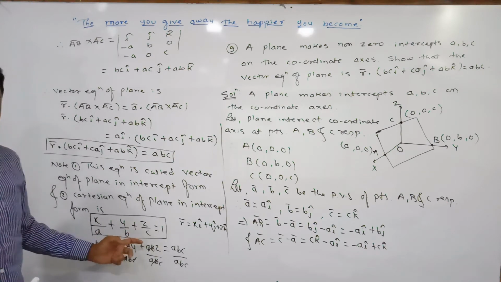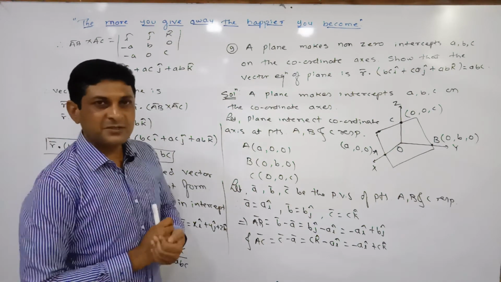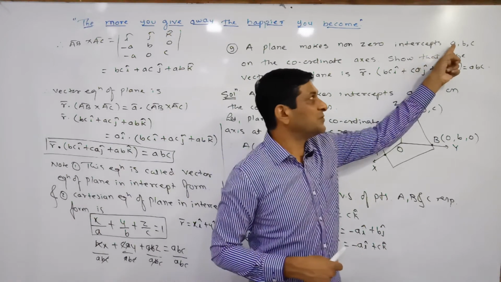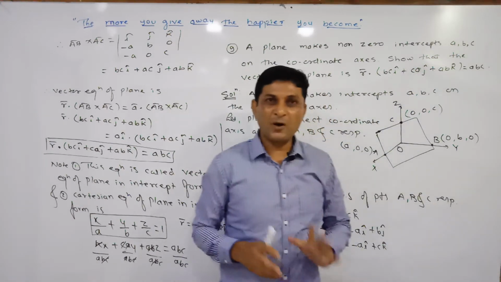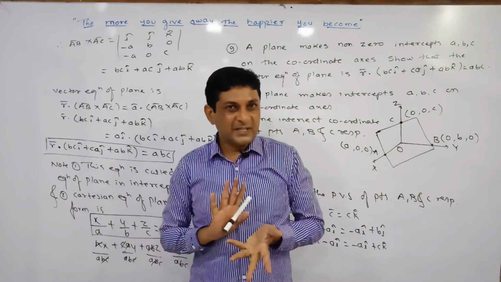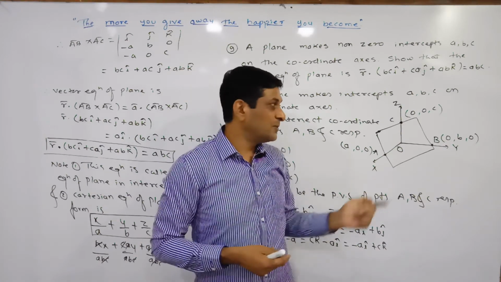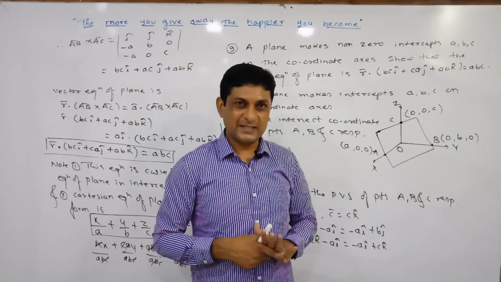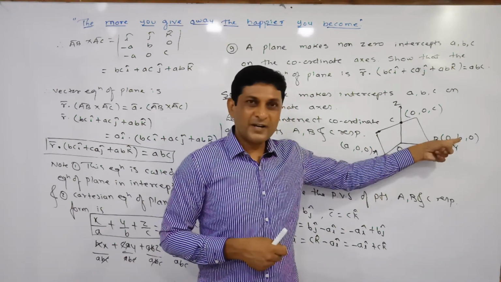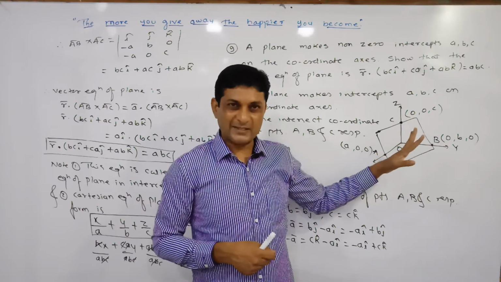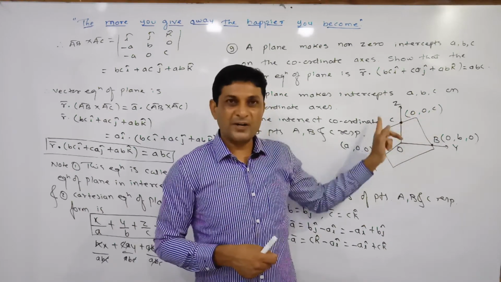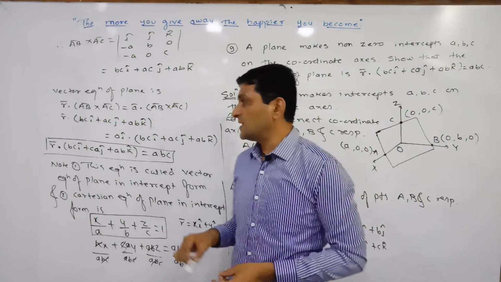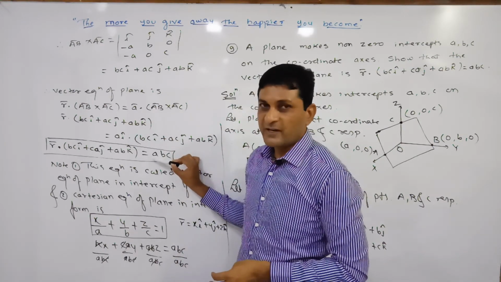Applying this formula, we are able to find the Cartesian equation of plane if its intercepts are given to us. Here the intercepts are denoted by A, B, C. Hope the meaning of intercept is clear to you. X intercept means the X coordinate of the point where the plane intersects the x axis. Y intercept means the y coordinate of the point where the plane intersects the y axis, and Z intercept means the Z coordinate of the point where the plane intersects the z axis. If these intercepts are given to us, then this formula is applicable.